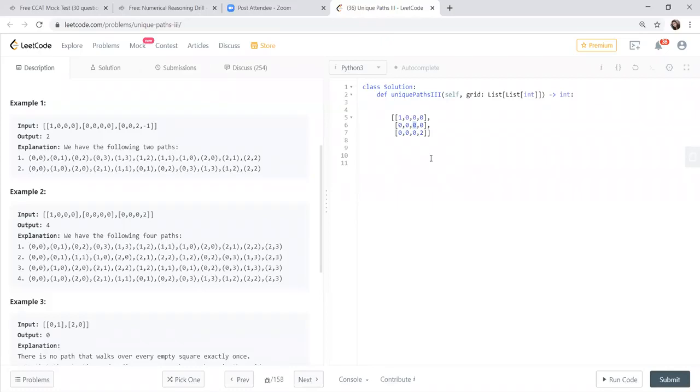Does anyone have any problem with this approach or in understanding this question? And does anyone want to discuss any other approach?